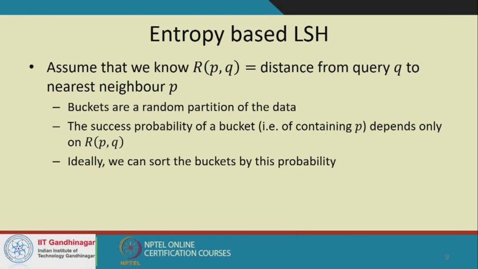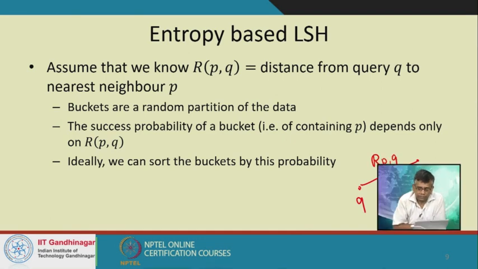So what it says is as follows, that assume we know the distance RPQ. So here is the query point, and this is the nearest neighbor P, and this distance is RPQ, and assume that we know this distance.